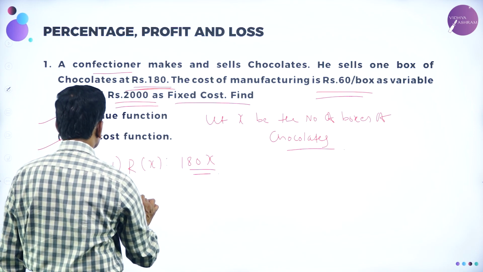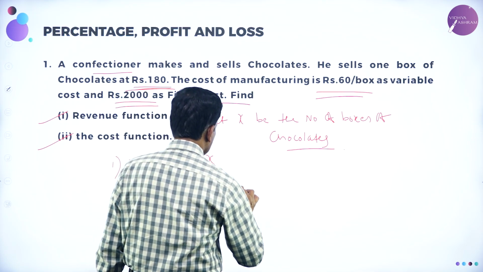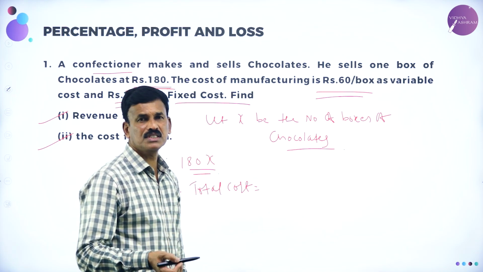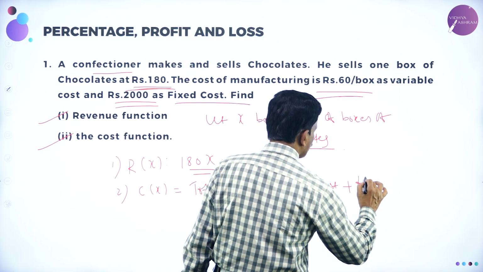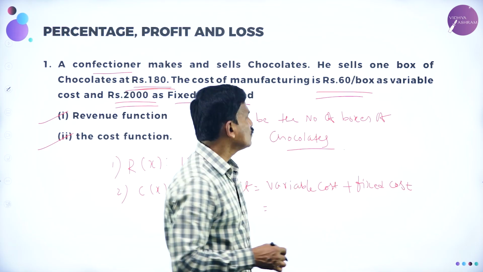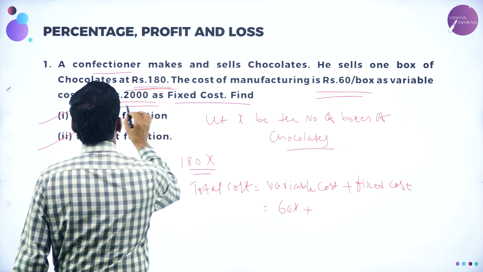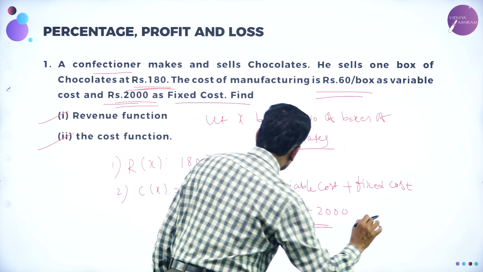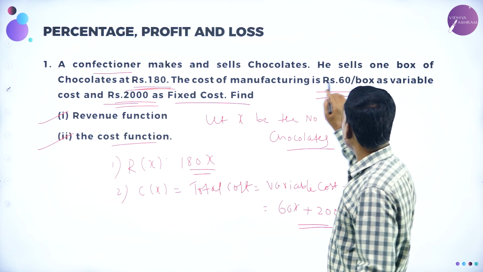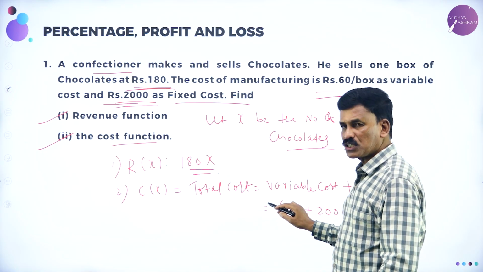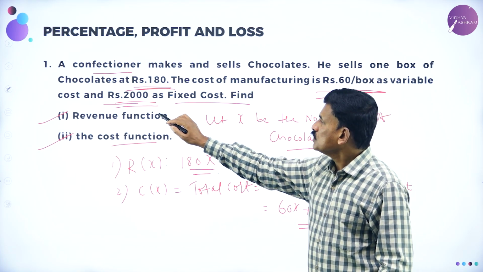Next, the second one, the cost function. C of x is equal to, what is the cost function? The cost function here is nothing but the total cost. Total cost is equal to variable cost plus fixed cost, that's it. The cost of manufacturing is 60x, plus the cost of 2000 rupees. So, here the variable cost is 60x and the fixed cost is 2000. So, the revenue function R of x is equal to 180 into x, and the cost function is the total cost, variable cost plus fixed cost. The variable cost is 60 per box, that is 60x, and rupees 2000 is the fixed cost.